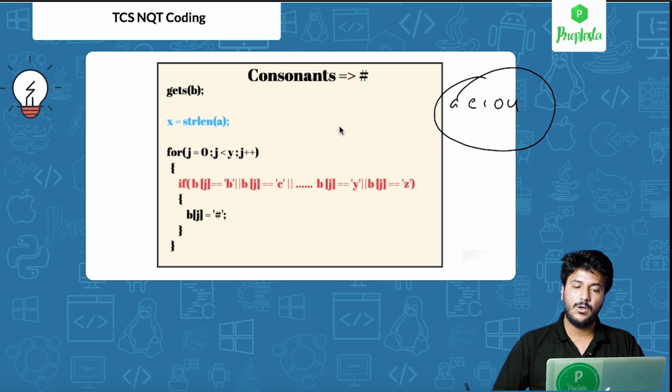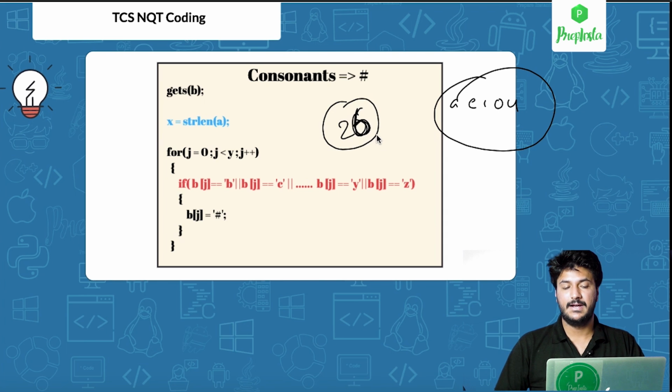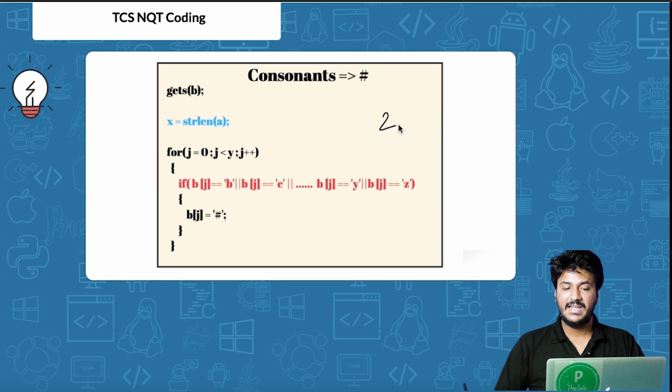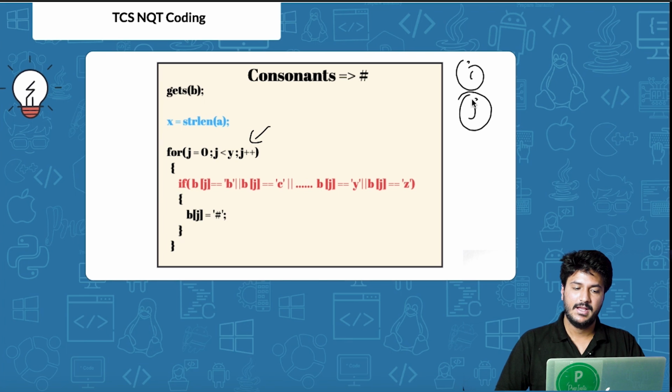So of all the 26 alphabets, 5 of them are vowels, but 21 of them are consonants. So we will write all of them one by one. So b of j. In this loop we are iterating in j. I told you the last one was in i, this one is in j, right?